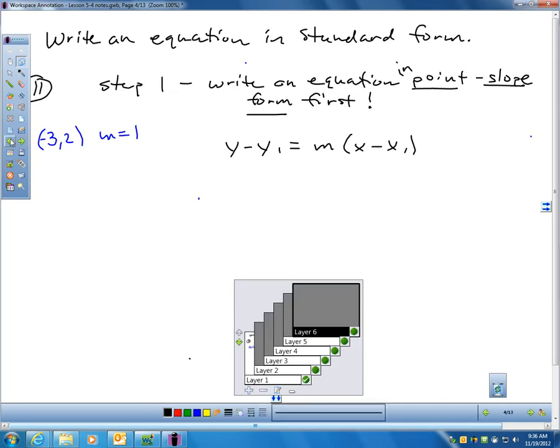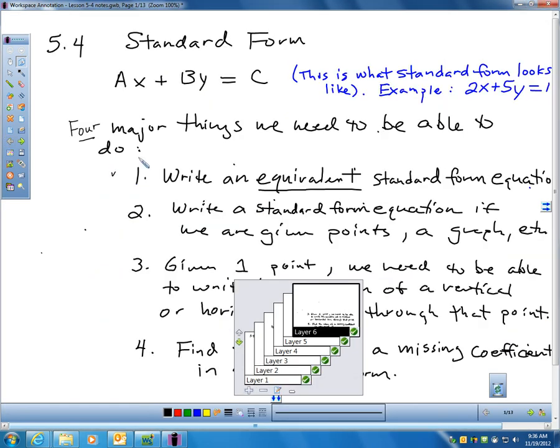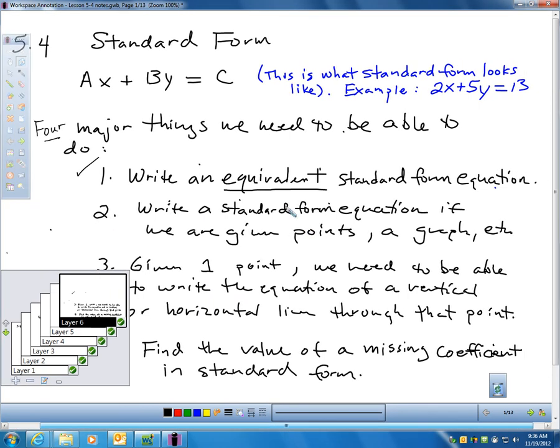Now, we just covered how to write an equivalent equation, which was task number 1 on the list here. Task number 2, write a standard form equation if we are given points, a graph, etc.